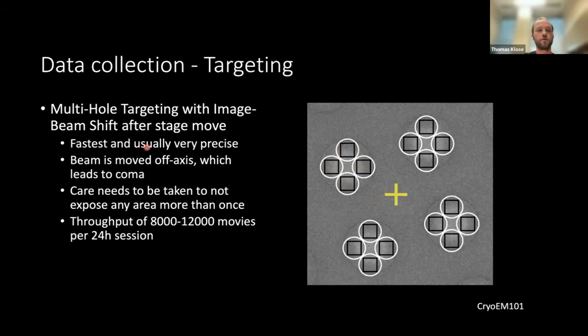The drawback, again, would be that there is this off-axis coma, but again, we can compensate for that very easily. The only thing one really has to pay attention to is that if you take an image here, this image cannot overlap with the neighboring image, because otherwise this area would see twice the electron dose, and that would lead to damage in the molecule. So one has to be very careful to lay that out so there's no overlap between the exposure areas.